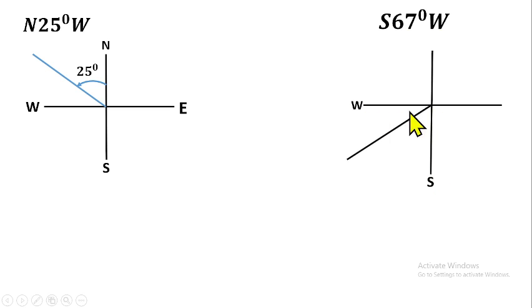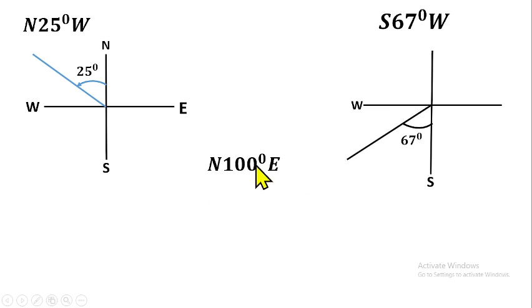So I'll draw a straight line here. So I'm moving from the south to the west. So where will I put my angle? Here or here? So the angle should be here as well, 67 degrees. So this is how to locate a compass bearing on the cardinal point. Let's see one more example.